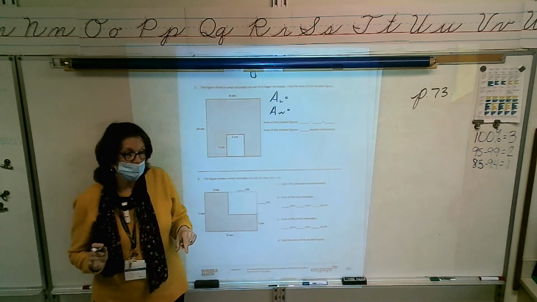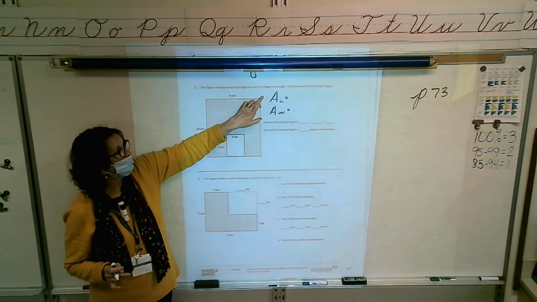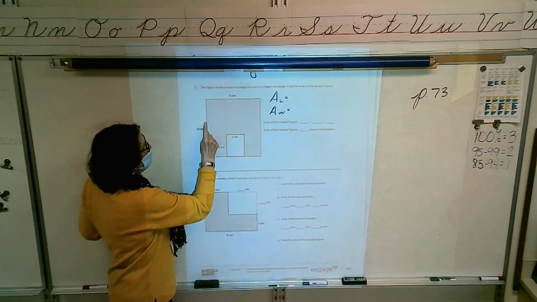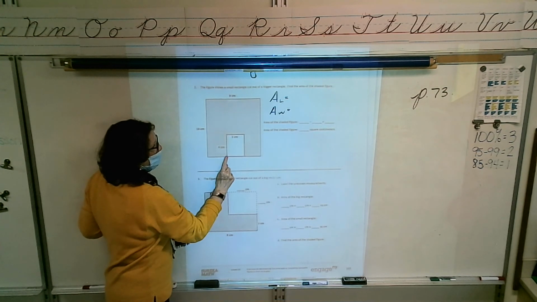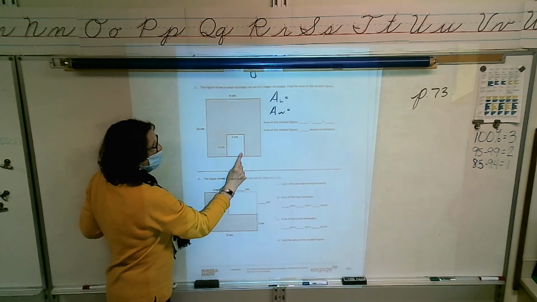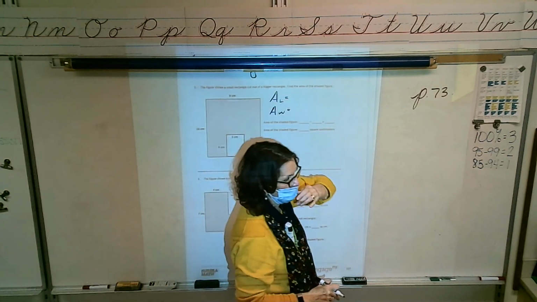So I'm going to give you guys a couple minutes to see if you can do those two on your own, and then we'll come back together. So find the area of the large rectangle. Remember, you can trace it with your finger. Then find the area of the white rectangle. You can trace that with your finger. Once you have those two areas, you should be able to fill out your subtraction sentence. We'll come back.